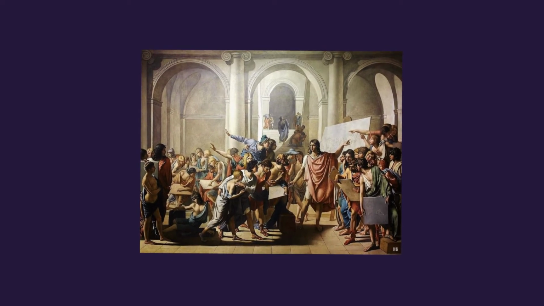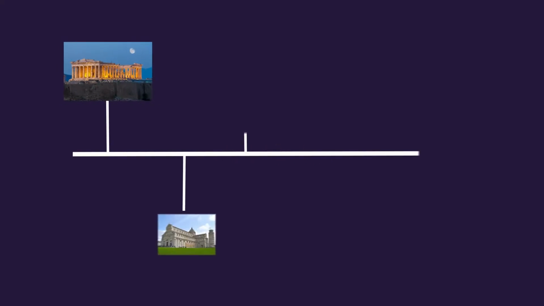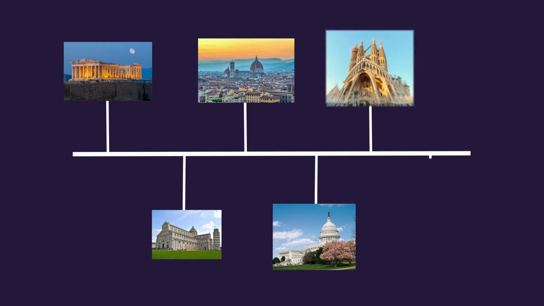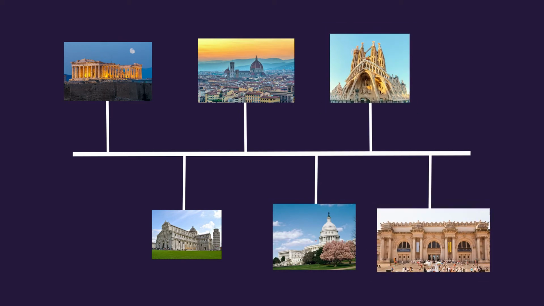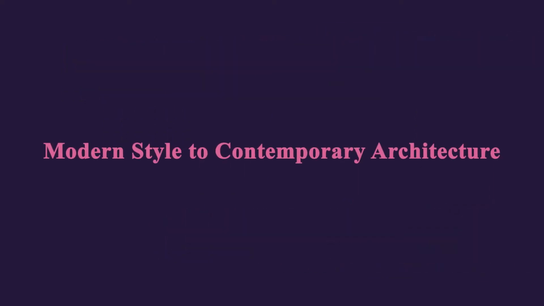If you didn't watch the previous videos, you can check them out or check the links in the video description, where the journey encompassed classical architecture all the way to the Beaux-Arts movement. Now, we will take you from the modernist styles movement to contemporary architecture.